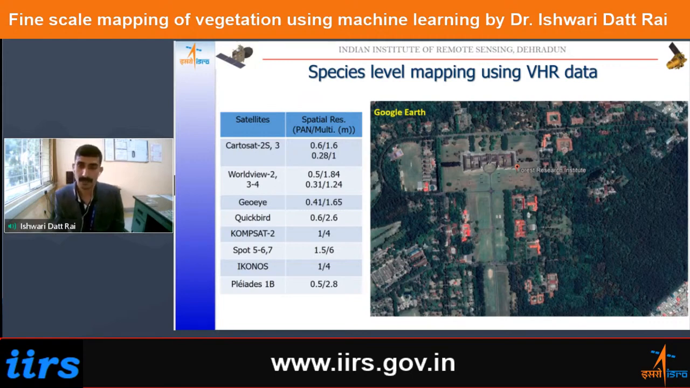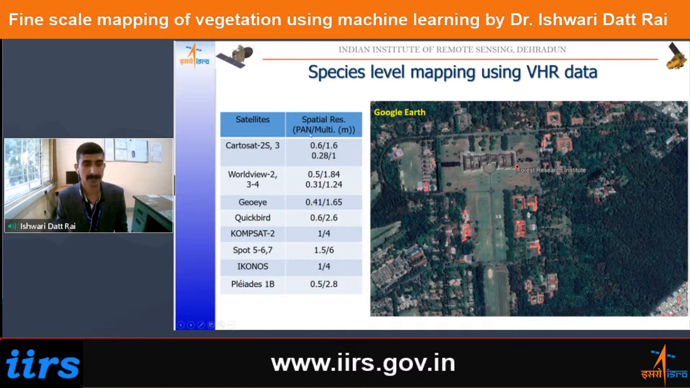There will be multiple pixels of very high resolution data on a single tree canopy. So object-based classification takes into consideration the spatial information and other attributes like shape, size, color, and association. Object-based image analysis was found more practical and useful for very high resolution data. These are some examples of very high resolution data sets that are available: the Cartosat-2 and 3 of our own ISRO.